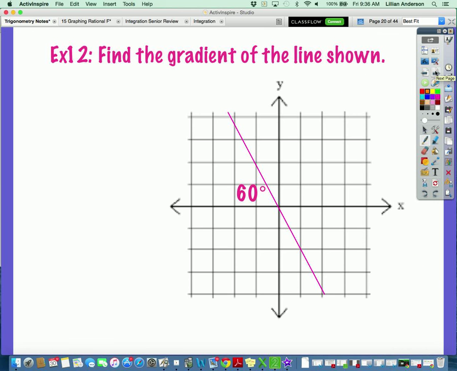So find the gradient of this line shown. That 60 degrees is located where? In that second quadrant. To find the gradient, you would take the tangent of... Well, let's see, what is the tangent of 60 degrees? 1.73. What's the problem with this? That's positive, and our slope is negative.